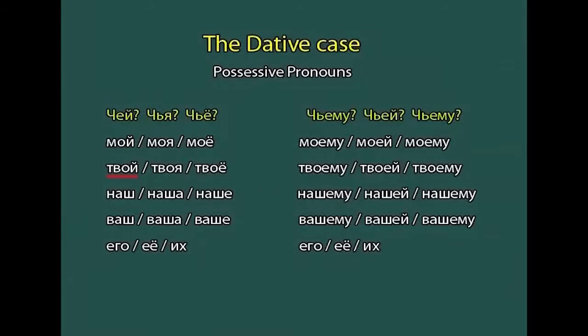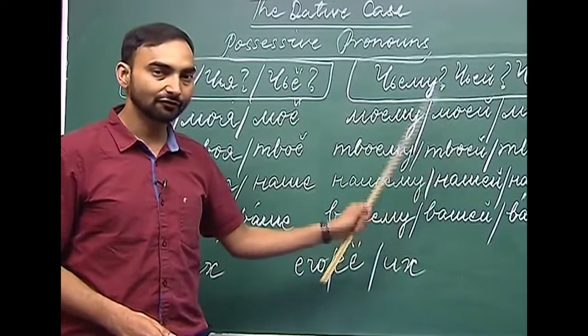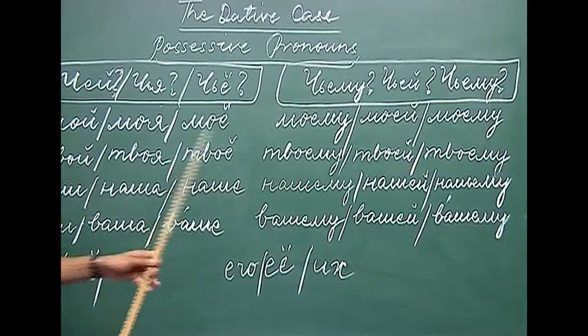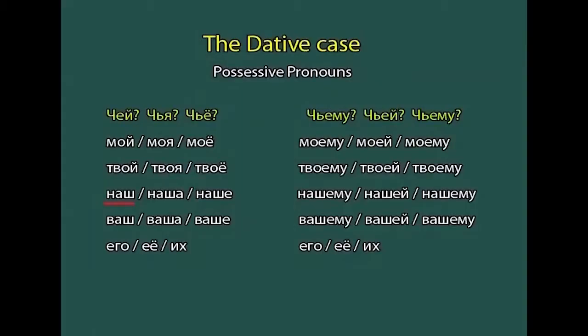Similarly, tvoi, which is the masculine form in the nominative case, tvaya, feminine, and tvayo, neuter, will become tvaimu for masculine, tvayei for feminine and tvaimu for neuter. So, tvoi, tvaya, tvayo, tvaimu, tvayei, tvaimu. The next is nash, which means ours. Nash masculine, nasha feminine and nashe neuter.